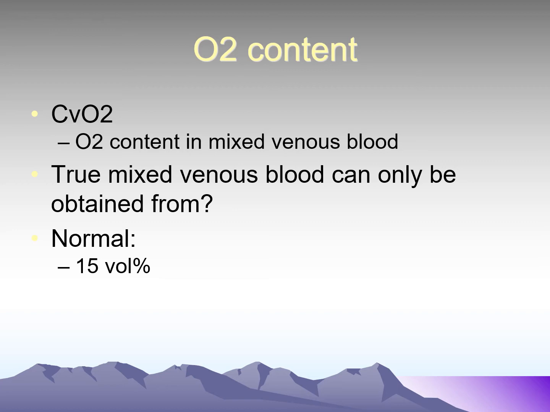CvO2 is the oxygen content in mixed venous blood. The way you can get an estimate calculation of this, but the true value could really only be obtained by a Swan-Ganz or a pulmonary artery catheter. So obviously that would be an invasive way of doing it.